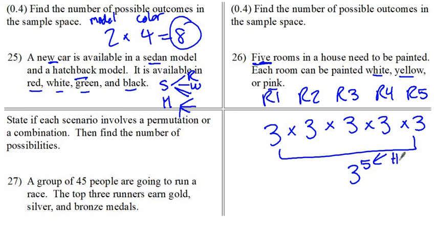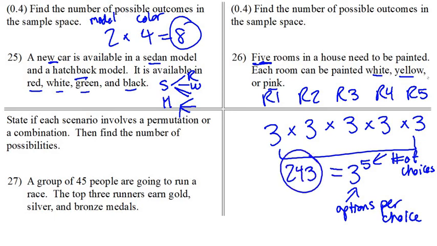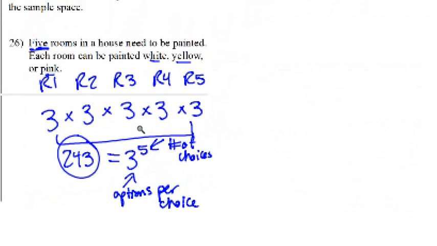This is the number of choices you're making, by the way. We're making 5 choices. And this is how many options per choice. We have 3 colors. And so 3 to the 5th power, this turns out to be 243. Now you might ask, why is it not just 3 times 5? That would be a lot simpler, and that's true. But simple doesn't always mean right. So I'll show you a picture.